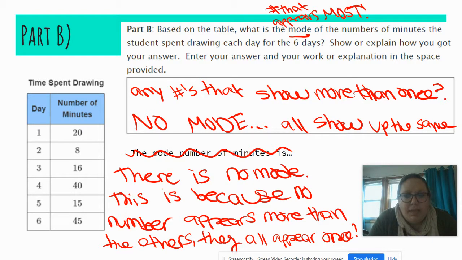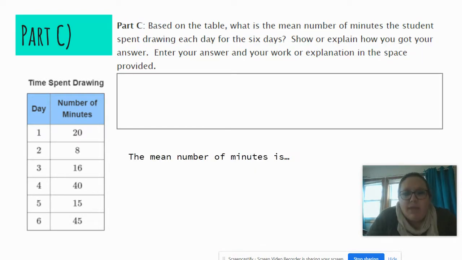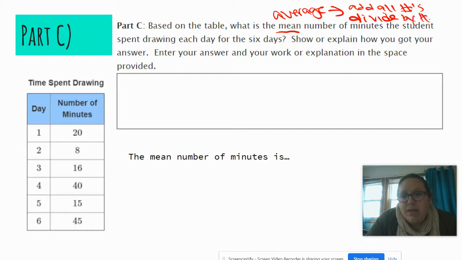All right, let's keep going. Based on the table, what is the mean number of minutes the student spends drawing each day? So we know that mean is the average, and we find that by adding all the numbers, like we did last week on last Friday, and then divide by the number added.